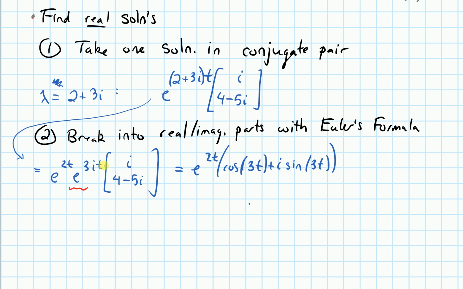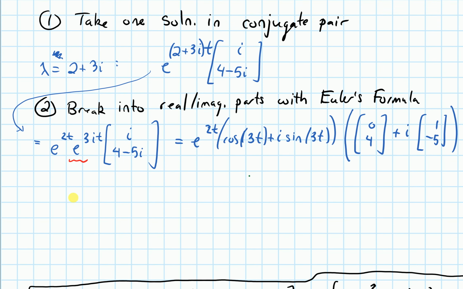Okay, so we still have this vector here, and let's split that vector into its real part and imaginary part. The real part would be 0, 4, and the imaginary part is I multiplied by 1, negative 5. So just like before, we want to now distribute this out. Let's keep the e to the 2t out in front.